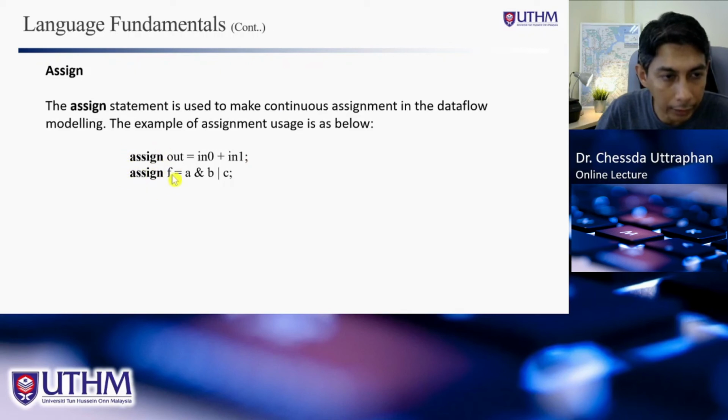For example, assign f equal to a and b or c. Assign out equal to in 0 plus in 1. This plus means add, not or. Or in Verilog is this. Plus here means add, adder. All right, it means in 0 plus in 1. And these two statements will be executed concurrently or simultaneously. That's why we call this continuous assignment statement or concurrent statement. This is called assign statement.